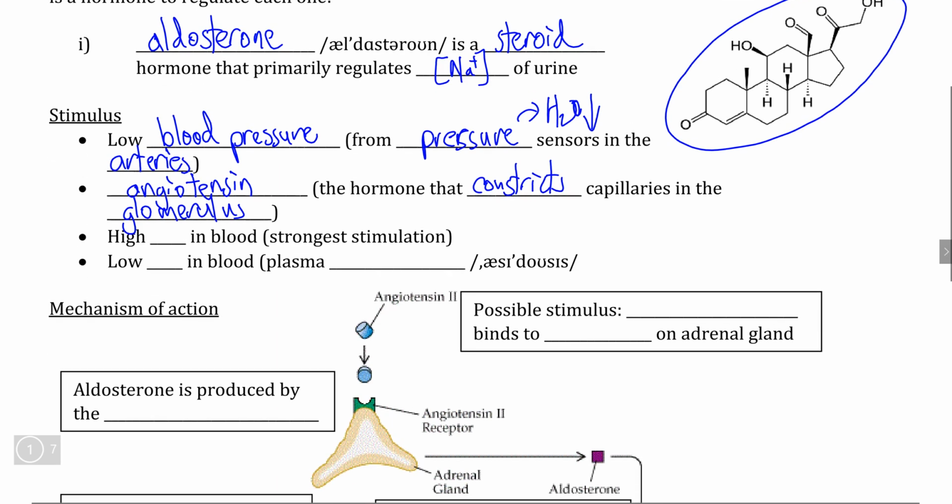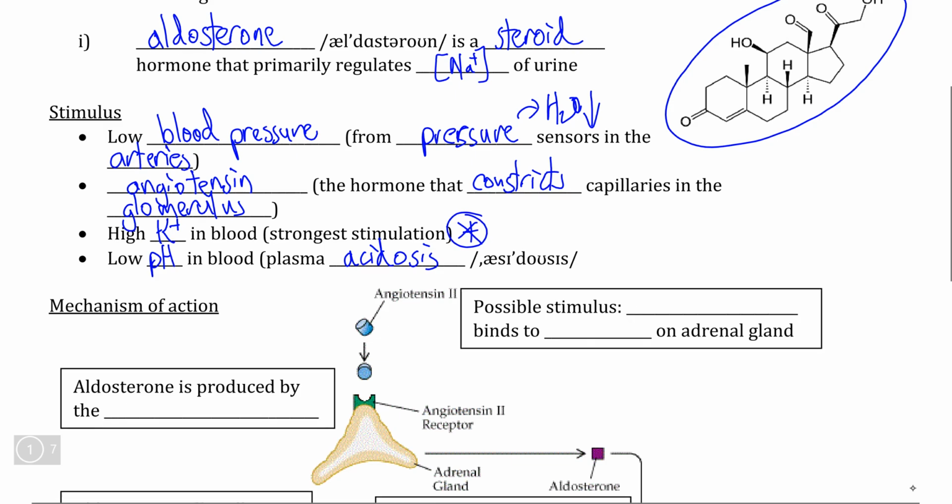Now, the strongest stimulation will not make sense on its own, but a high concentration of potassium ions within blood is a very strong stimulus that triggers the production of aldosterone, as is having a low or acidic pH in the blood, which is a condition that we call plasma acidosis, meaning too much acid being present in blood. And the significance of these two as being stimuli will make more sense when we look at the actual function of aldosterone.